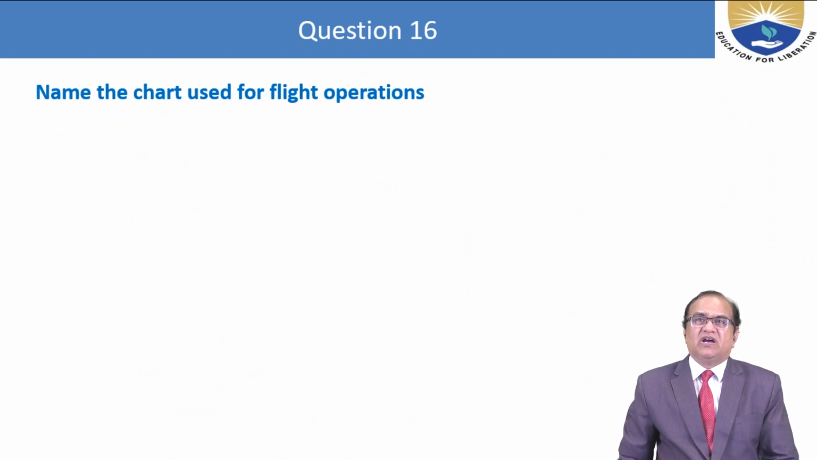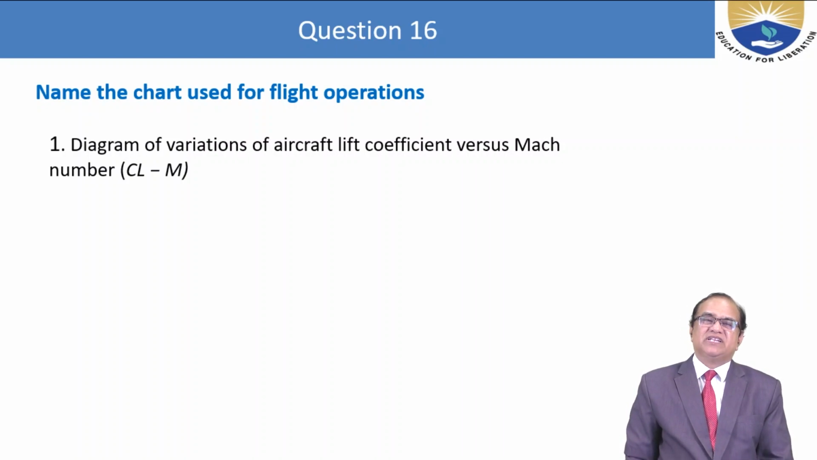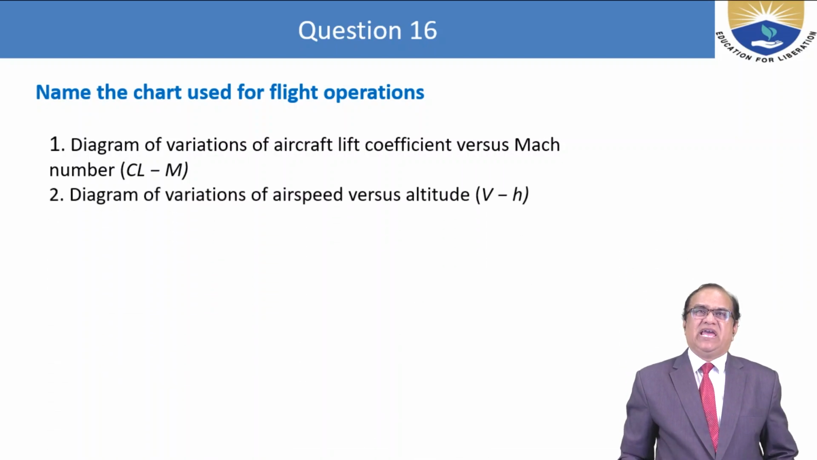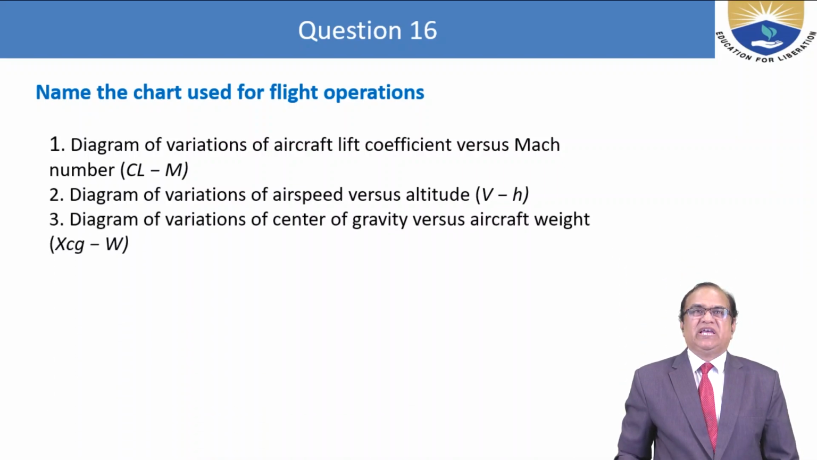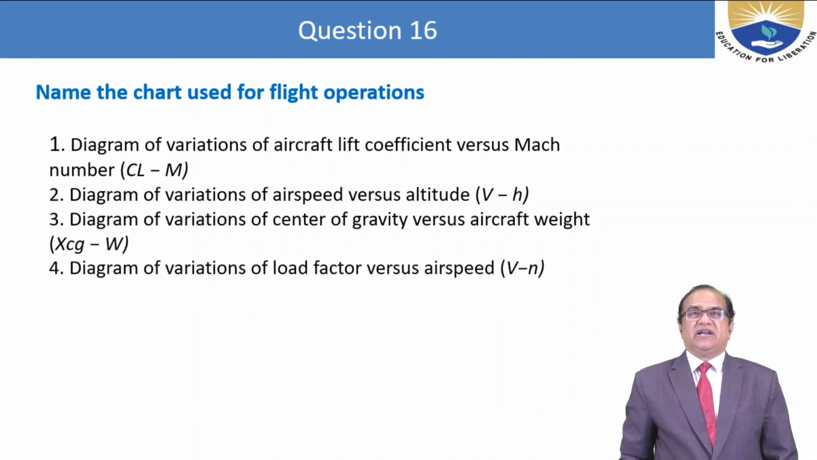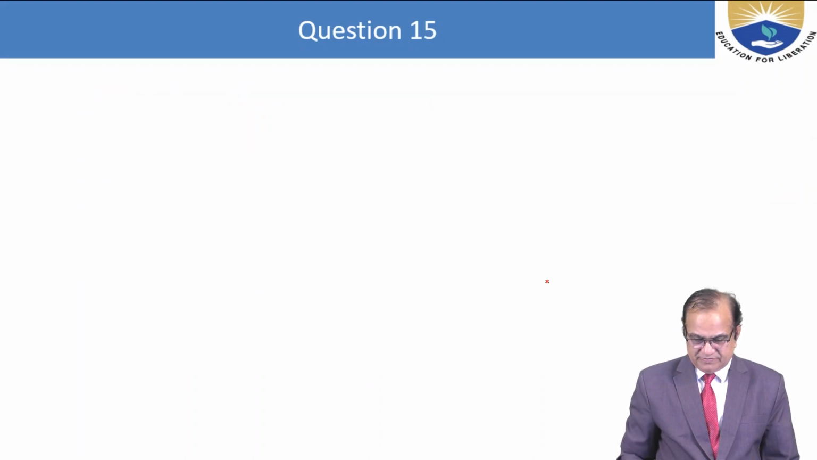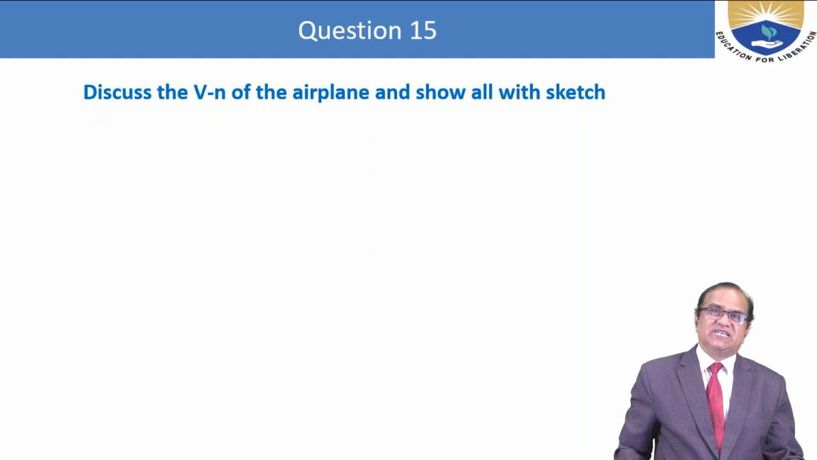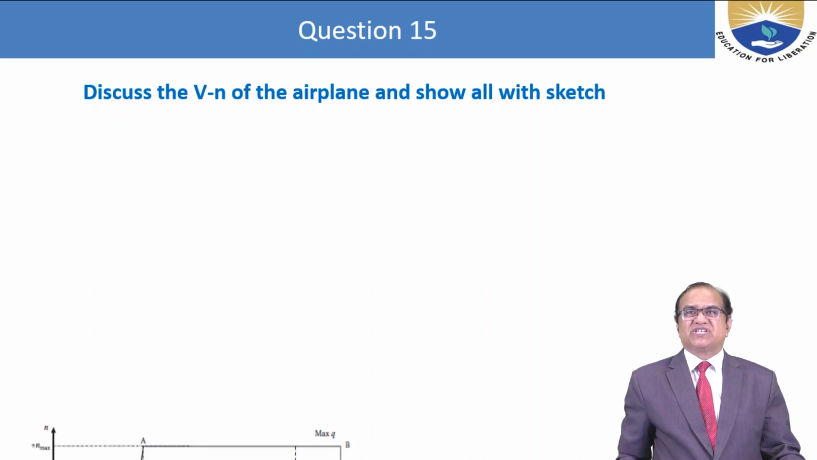Name the chart used for the flight operations. We know that the diagram of variation of aircraft lift coefficient versus Mach number, that is the first chart, CL versus M. Diagram of variation of airspeed versus altitude, V and H. Another diagram of variation of center of gravity versus aircraft weight. Diagram of variation of load factor versus speed, that is called the VN diagram. So in this we will be discussing what the VN diagram is and how it is important. So discuss the VN diagram of the airplane and show it with a sketch.